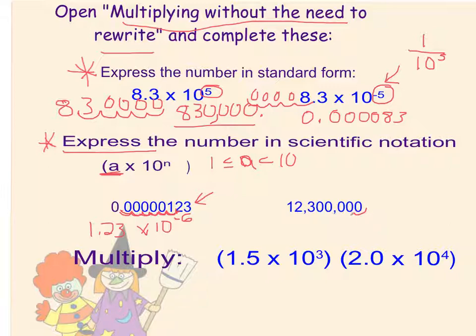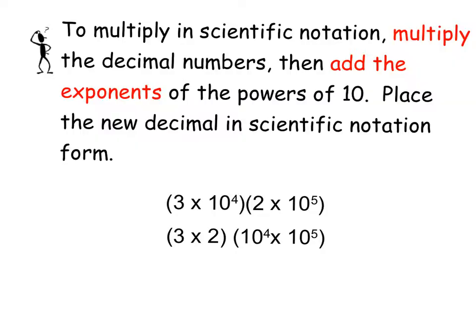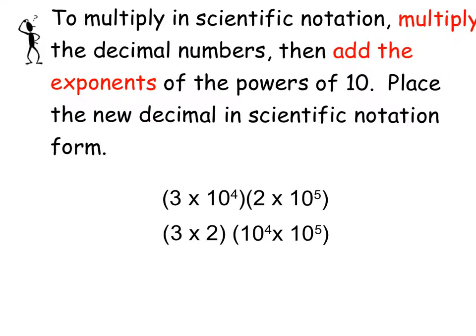Here we're going to move it this way, 2, 3, 4, 5, 6, 7. 1.23 times 10 to the 7th, and it was a large number, so your exponent is going to be positive. And this is what we are going to be learning today. So to multiply numbers in scientific notation, you're going to multiply the decimal numbers and add the exponents.